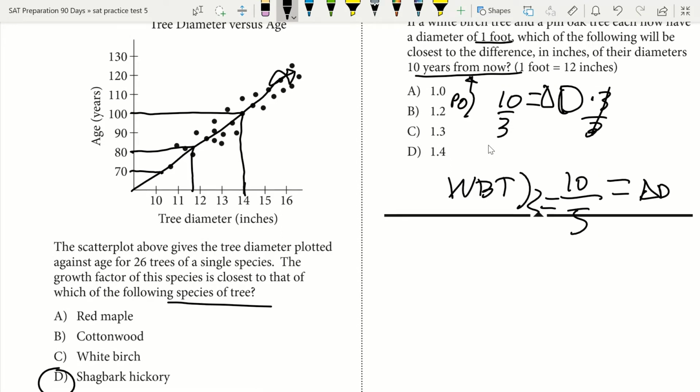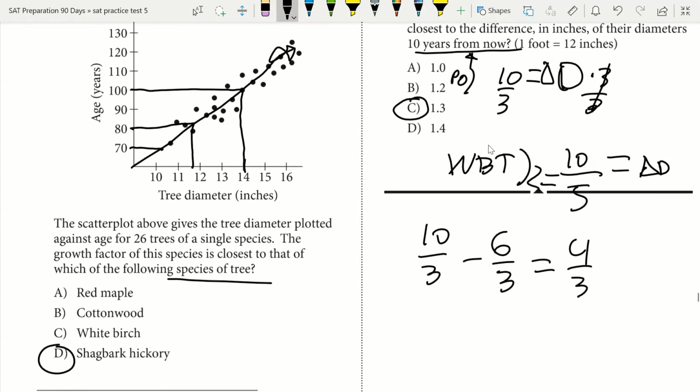So the difference between them then is going to be 10/3 minus 2. We can rewrite 2 as 6 over 3. And we see that we're going to be left with 4/3 for our change in diameter. We know 4/3 is 1.3 repeating, so our answer there is going to be C. So 18, answer there is going to be C.